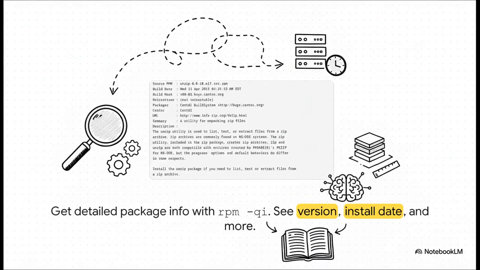But what if you want the full story? For that, you use -Q for query info, and look at all the good stuff this gives you. You get the version, the architecture, exactly when it was installed, how big it is, even a little description of what the package does. This is your go-to for a deep dive.